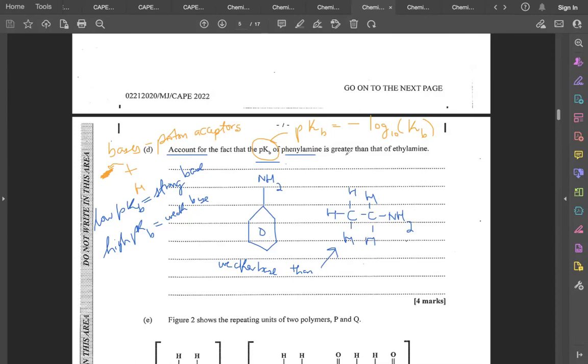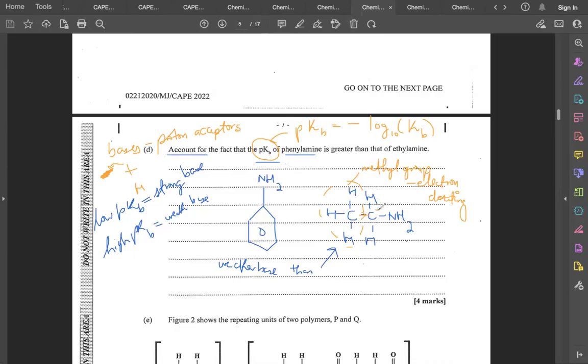How do we account for that? The key part here, guys, to zero in on is the fact that this group here is a methyl group. And we might remember from the previous session that methyl groups are electron donating. So they're going to donate electrons to the nearby atoms. The methyl group is electron donating, so it's going to donate electrons to this nearby carbon.